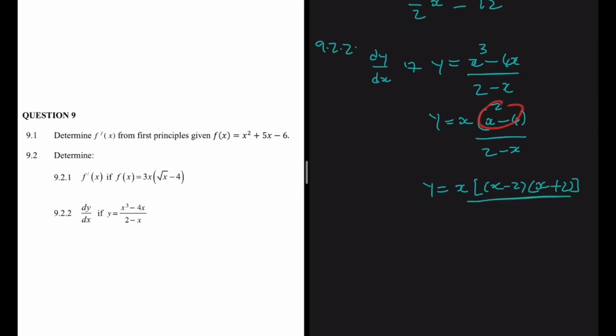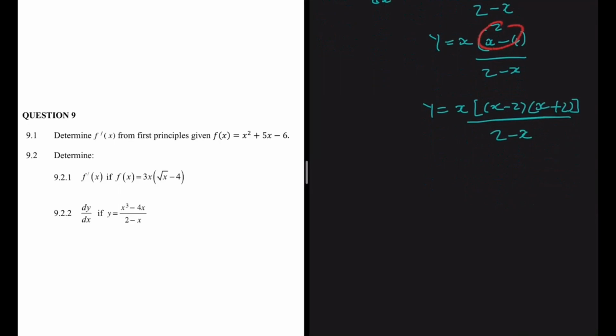And then we're dividing everything by 2 minus x. But then our denominator here, 2 minus x, if we take minus as a common factor, we're going to have y equals x multiplied by x minus 2 multiplied by x plus 2, everything divided by minus. We're taking minus as a common factor, so we should get plus x minus 2. So now you should be able to see that x minus 2 and x minus 2 cancel out.